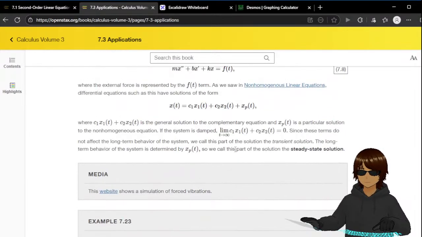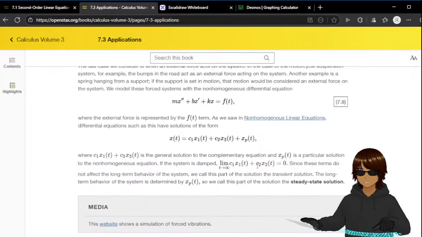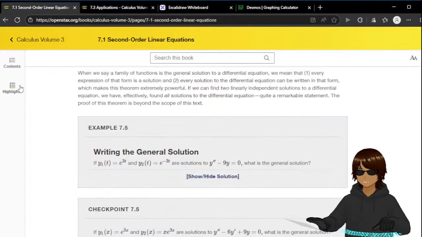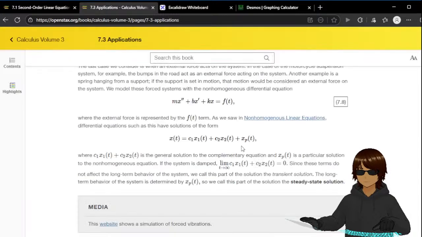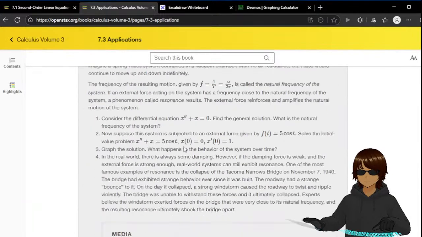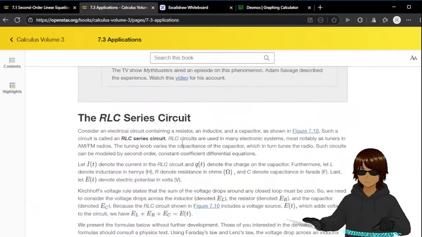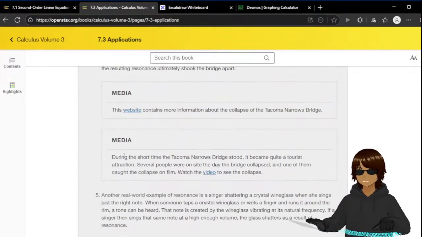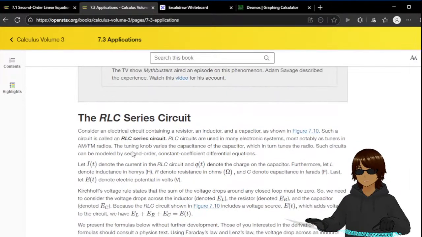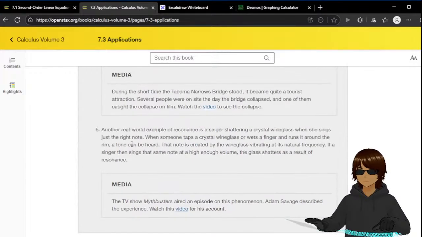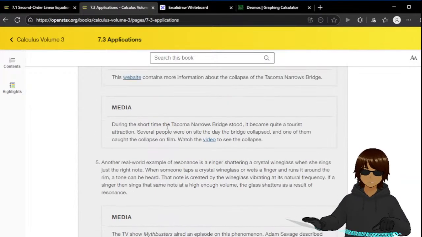Okay. And this is where you use the non-homogeneous one, right? I will get back to this later when I study physics in my other channel.